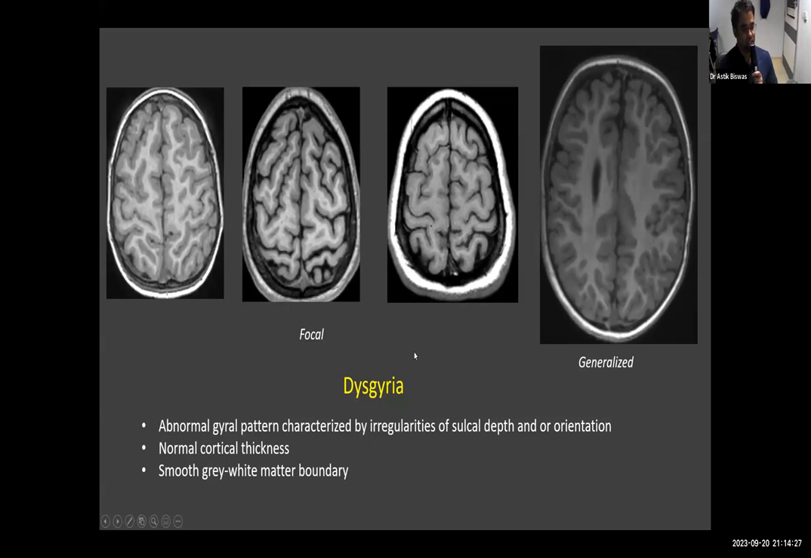So essentially, dyscharya can have a very variable appearance. We still are not completely clear on the imaging spectrum of it. We still use the term dyscharya because as of now, there's no better term. But the important things to keep in mind are the cortical thickness is normal and the gray-white matter junction is smooth. There should not be any indistinction. If there is indistinction, then think of either PMG or some other malformation.